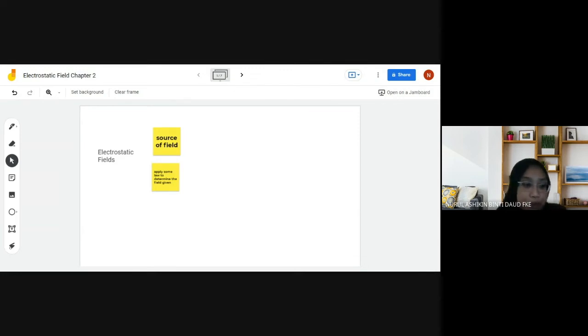Okay, today we will proceed with our chapter 2, which is electrostatic fields. Right, so the objective for this chapter is for you to know the source of field and also be able to apply some laws to determine the given field. So these are the two objectives from chapter 2. All right.